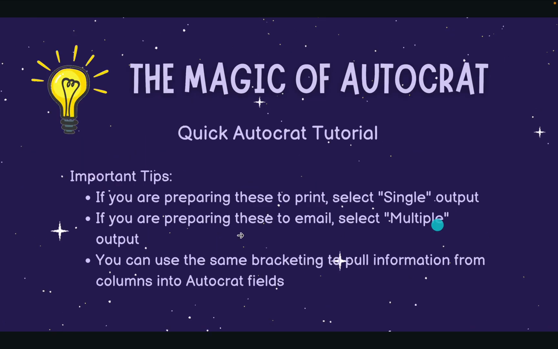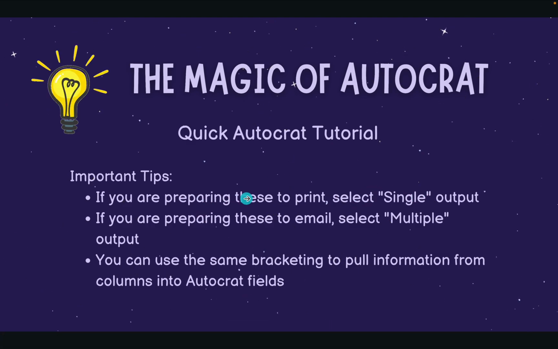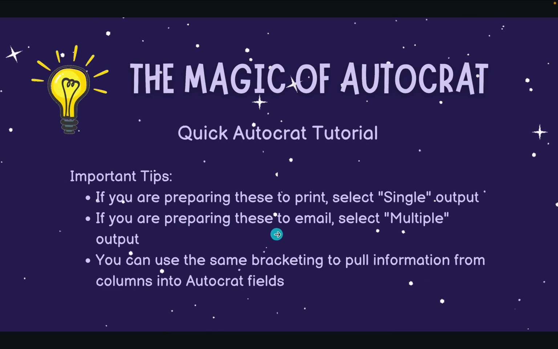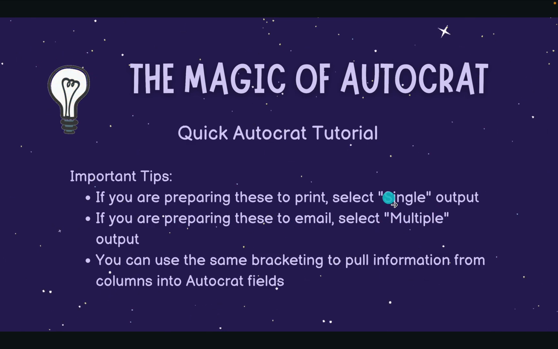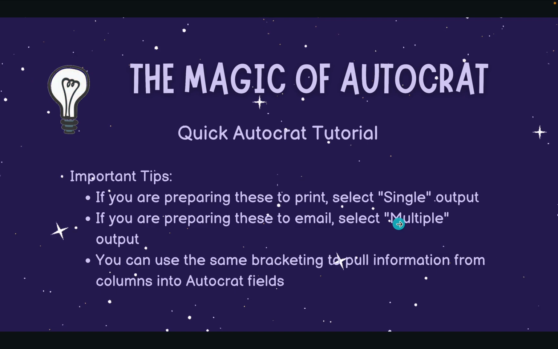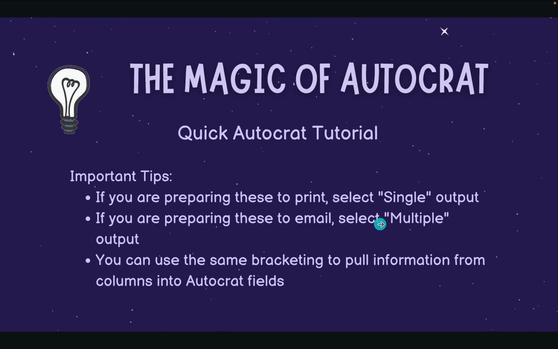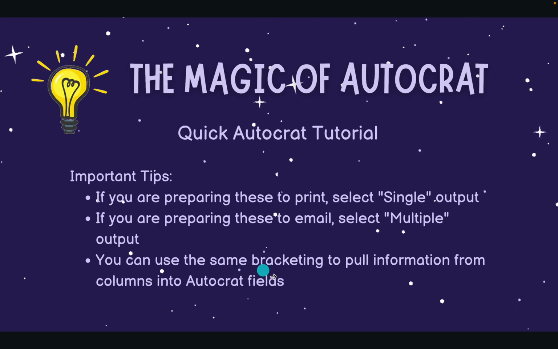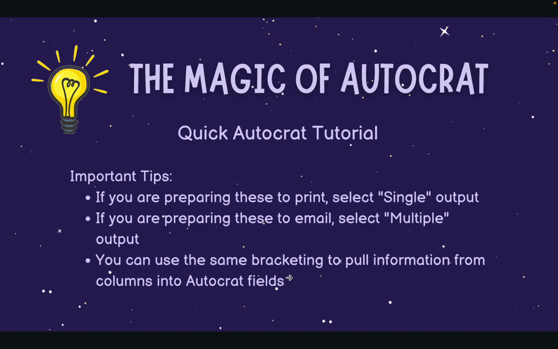So a couple of things, just tips. I mentioned that single output if you're preparing to print. If you wanted to email, you can do multiple output. What I end up doing is creating two jobs, one that is single output so I can print them easily, and another job that's multiple output. All the same settings, multiple output, so it goes to families. And then we talked about the bracketing to pull information from columns.